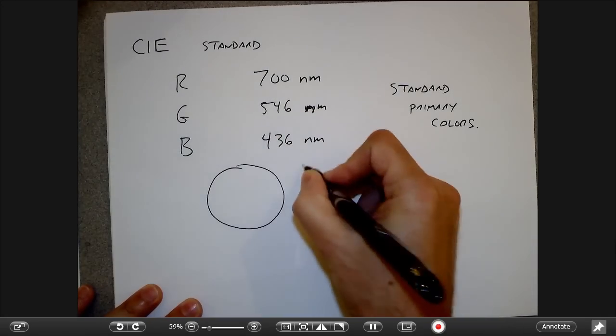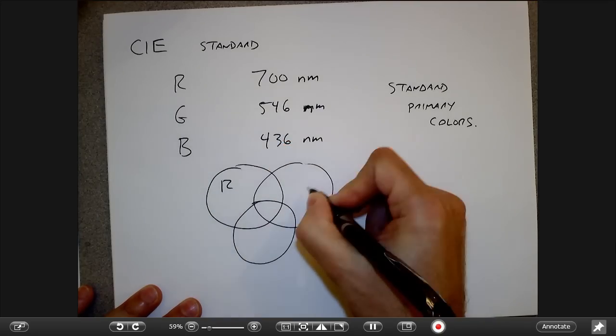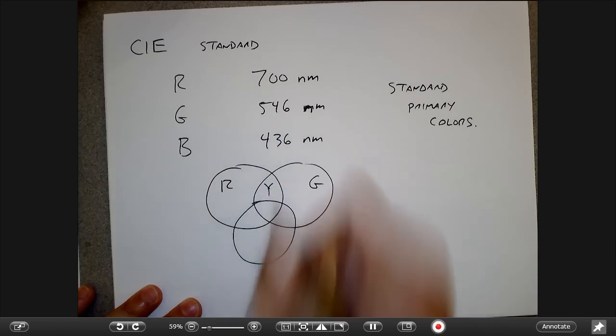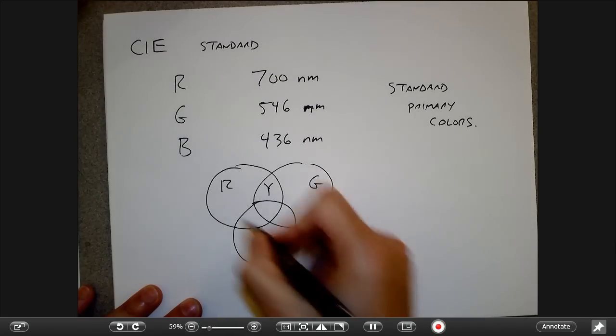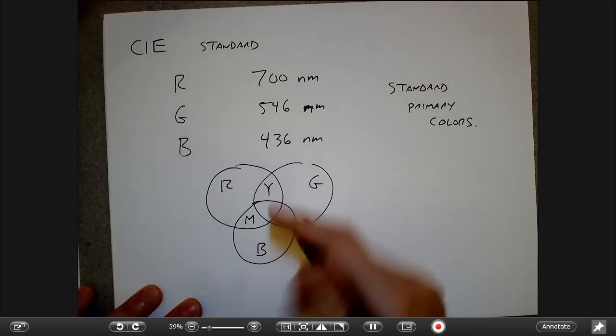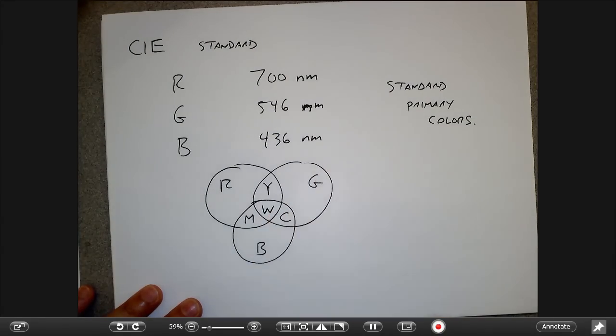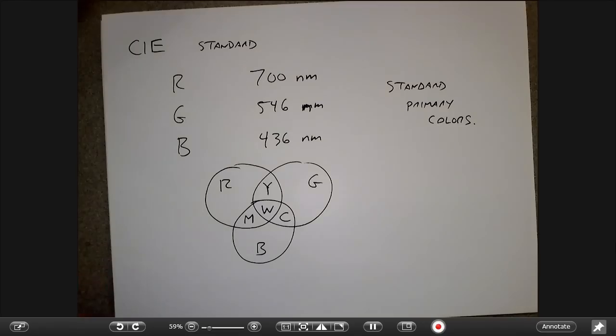And so, again, you guys are probably familiar with this kind of combination: if I combine red light and green light, I should perceive yellow. If I combine red light and blue light, I should perceive what's called magenta. If I combine green and blue, I should get cyan. And if I combine them all, I should get white.